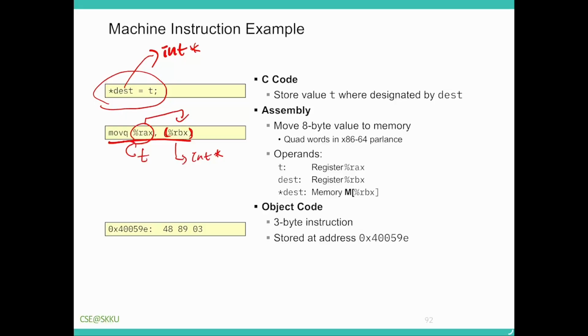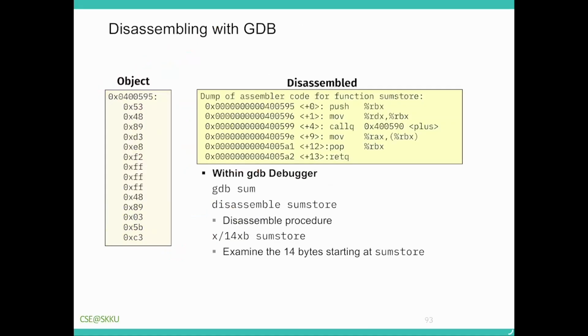And this instruction is stored at this memory address. The instruction itself is also a bytecode sequence. The CPU interprets this data, and from the CPU's viewpoint, it sees move RAX, RBX. So this is a 3-byte instruction that performs a single register to memory operation.